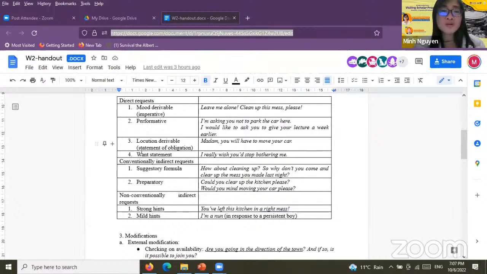Or we also have what we call statement of obligation. "You will have to move your car." So a police officer, for example, saying to a driver, "Ma'am, you will have to move your car."